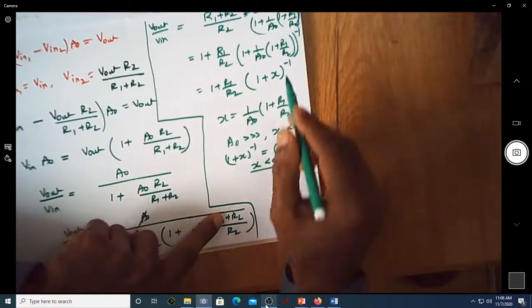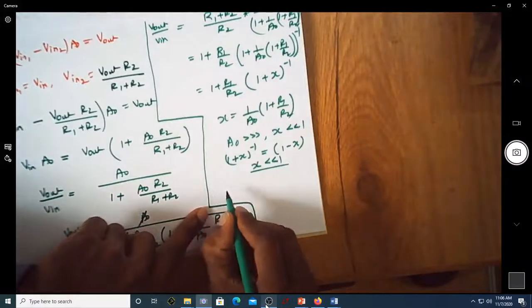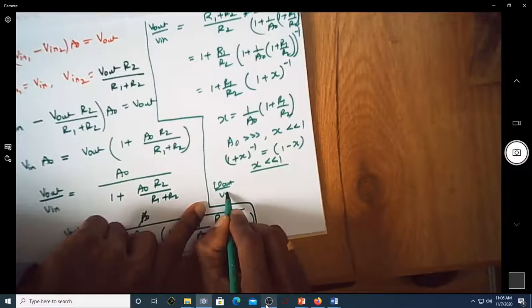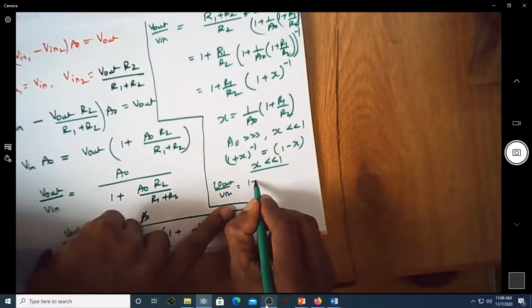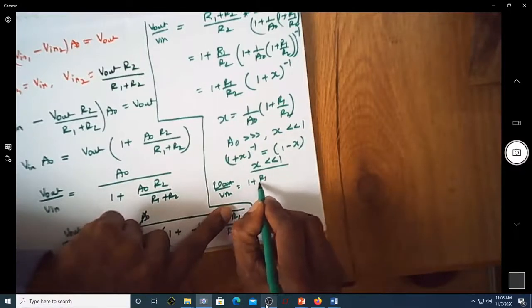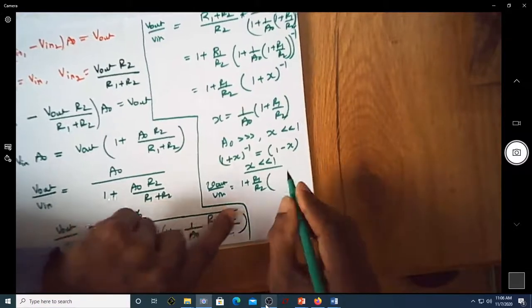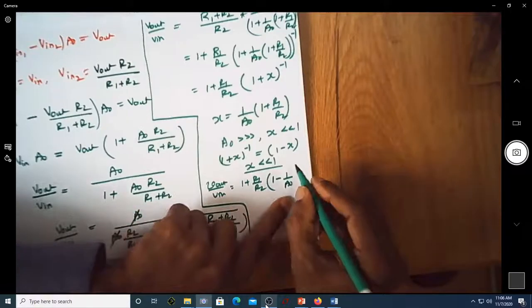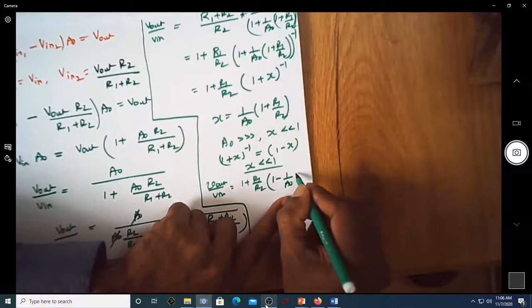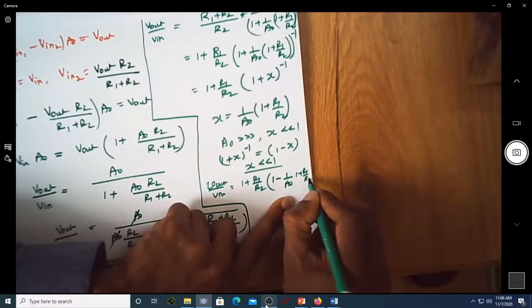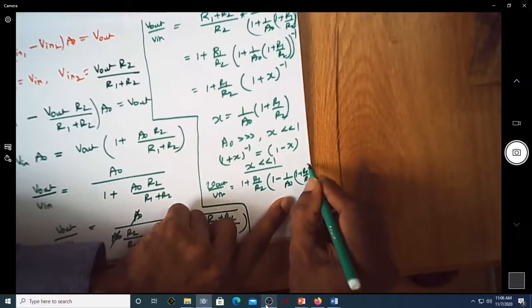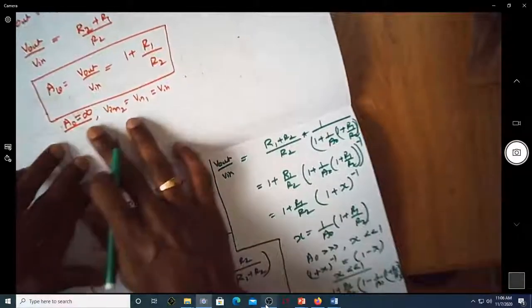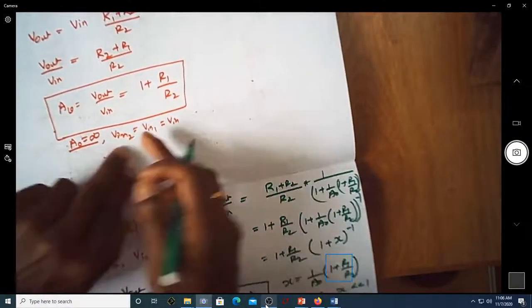By applying this, the expression for V out by V in reduces to (1 plus R1 by R2) multiplied by (1 minus 1 over A naught). Of course the value of x is this 1 plus R1 by R2. This is the expression. So let me rewrite this expression. This was the expression for AV with A naught as infinity.